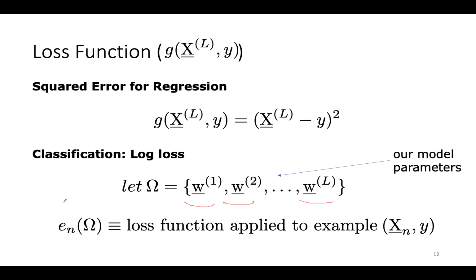So we can define the pointwise loss function given our model parameters as the loss function applied to example xn and y. So each example in a pointwise loss has its own loss function. Using that, we need to find a way to adjust our weights and come up with a new set of weights through our model parameters, and to converge by training more and more, right?